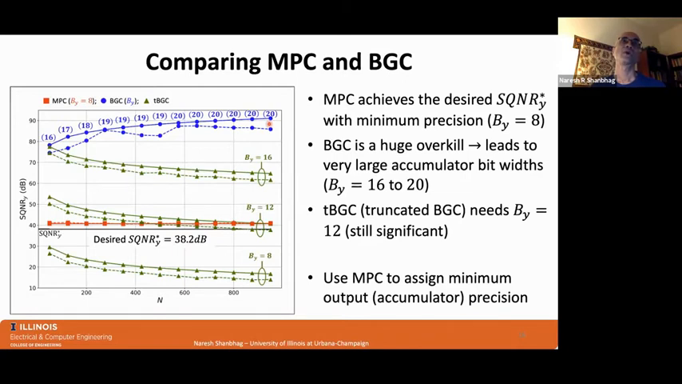All right. Now there's an alternative to BGC, which is what we call a truncated BGC, where you simply drop so many LSBs. Now, if you went down to 8 bits with truncated BGC, it doesn't even meet the requirements. So what we are getting with MPC is something very different from the bit growth model. And we believe this is the way to assign the minimum precision to meet a particular signal to quantization noise ratio at the output of the dot product. So this is at the dot product level.